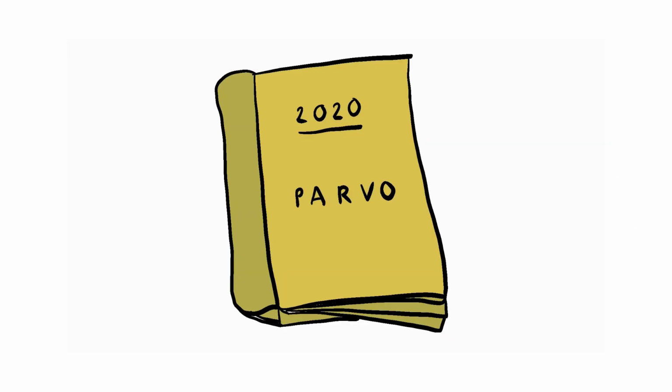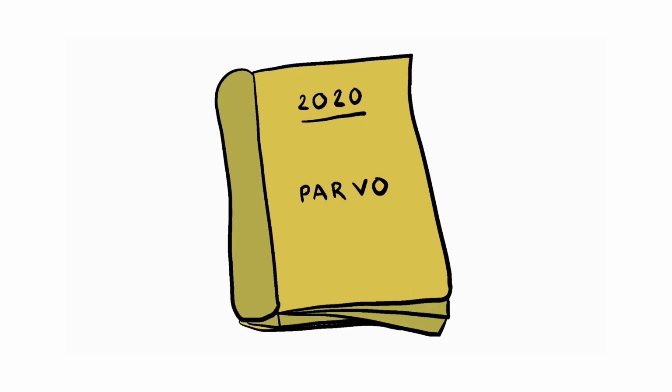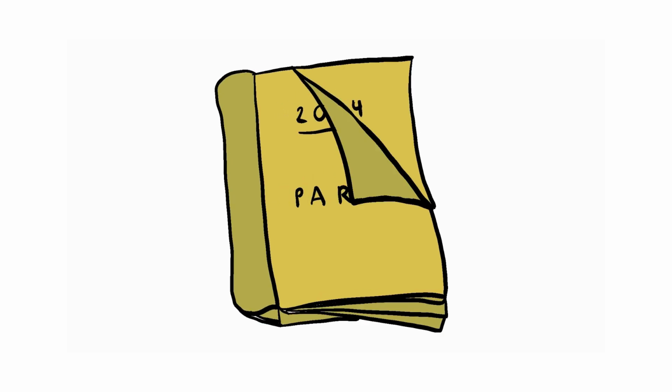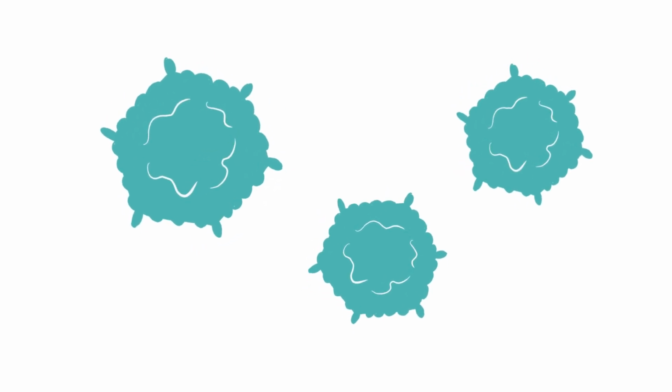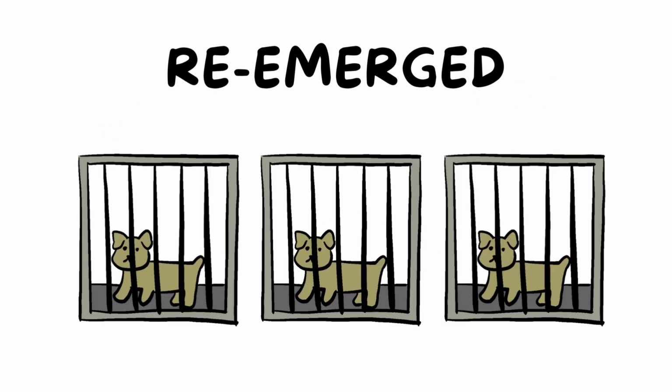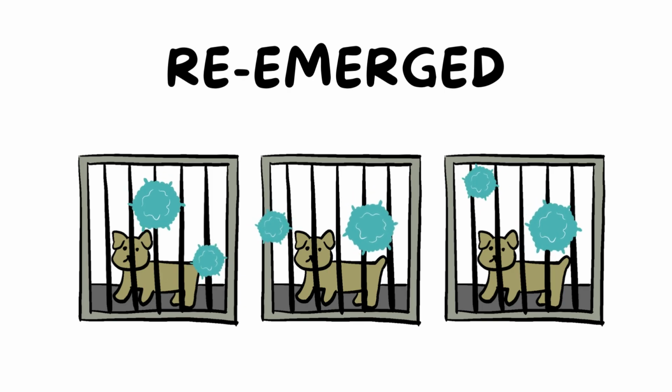R stands for recurrence. An outbreak may be a recurrence of a previous disease that was thought to be under control. Take the case of canine parvovirus, which re-emerged in a population of shelter dogs despite prior vaccinations.